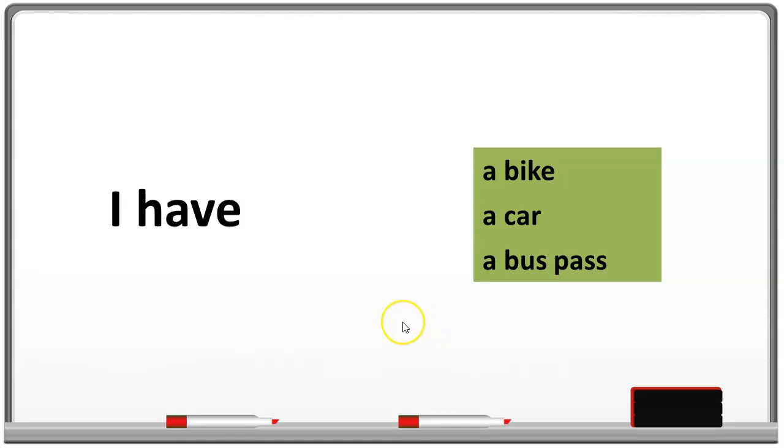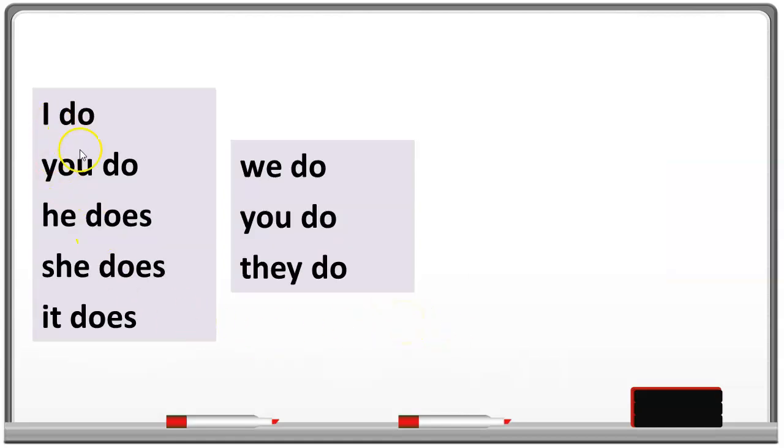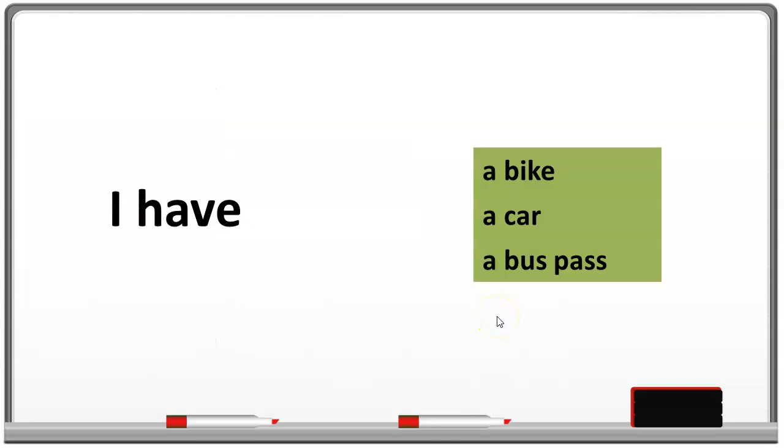Remember, all you have to do is place a form of the verb to do before the statement. So in the case of I, we're going to use do. So I have a bike. The question would be, do I have a bike?